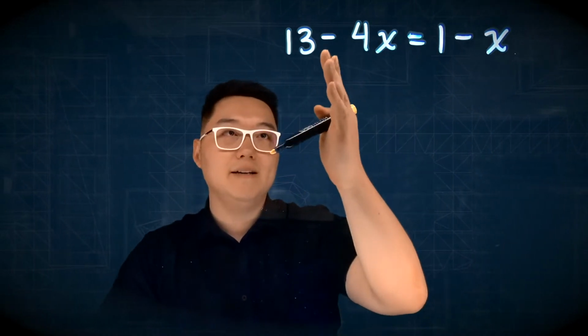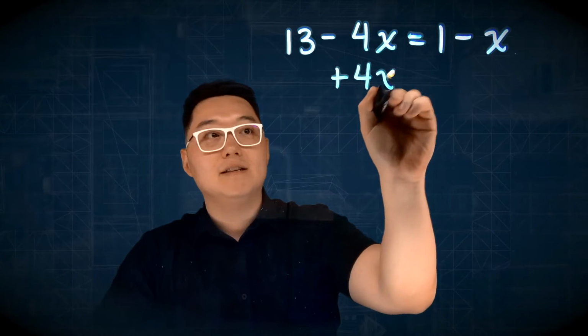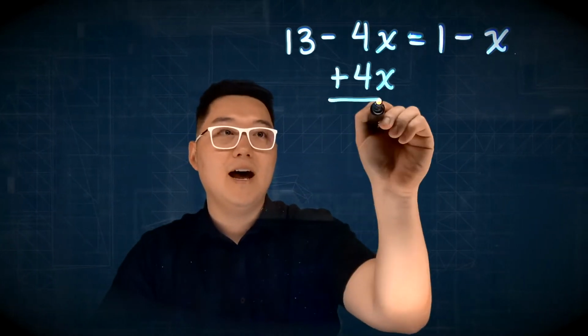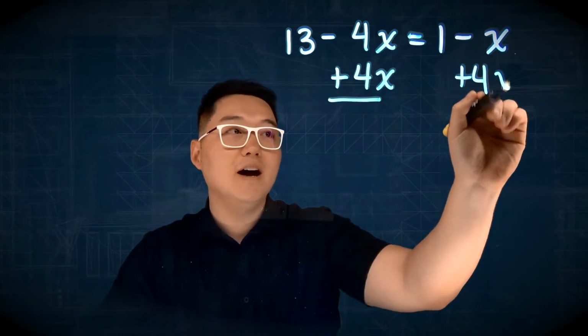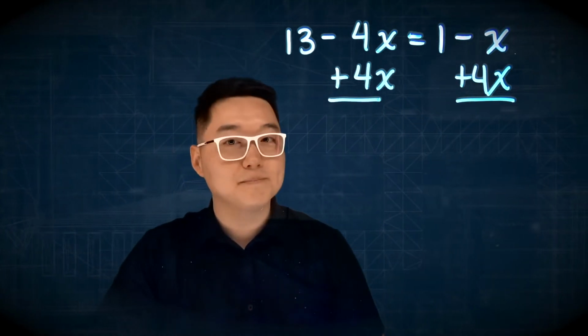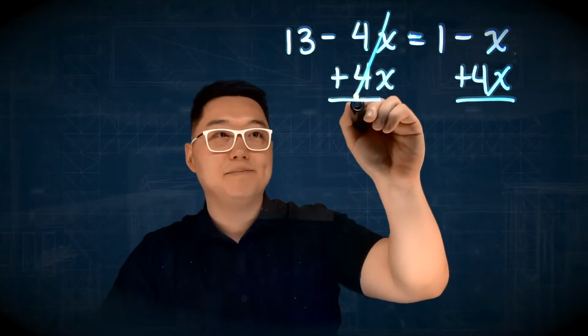So what's the inverse operation of minus 4x, or the negative 4x? To do the opposite, that's going to add 4x. But again, if I add 4x to one side of the equal sign, I gotta respect the equality by adding 4x to the other side of the equal sign. So this negative 4x and the positive 4x goes away.